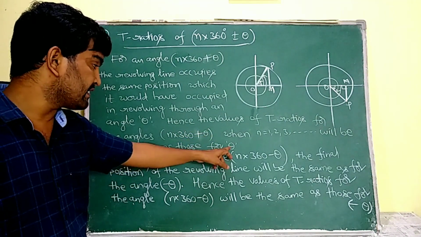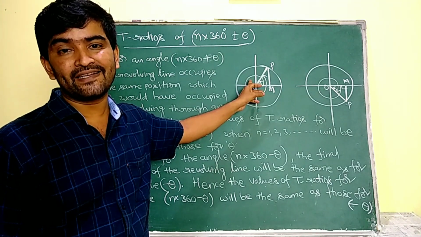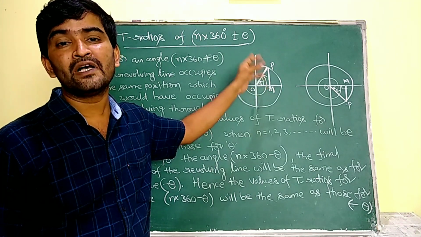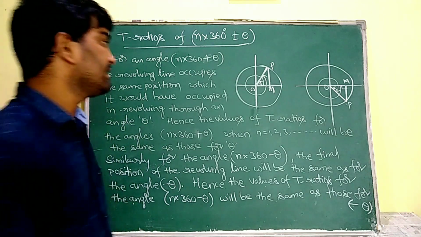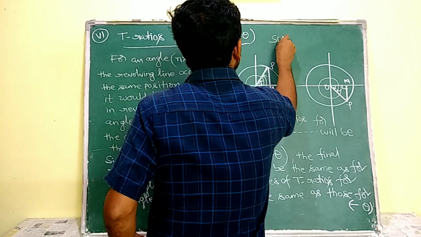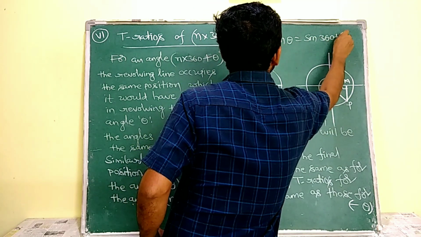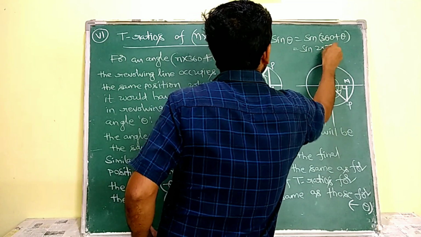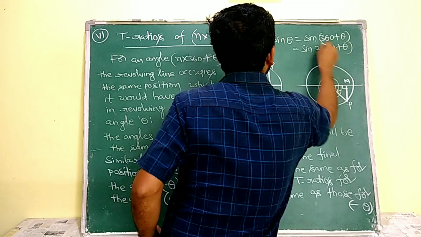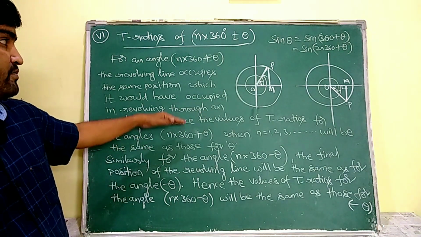Here it is theta, no, for theta. That means, see, here let us suppose sin theta is equal to sin(360 plus theta). Understand? Or, see, here I am going to write sin theta is equal to sin(360 plus theta), or that is nothing but sin(2 into 360 plus theta). Like that we may write. Understand? So this is the first portion of this.